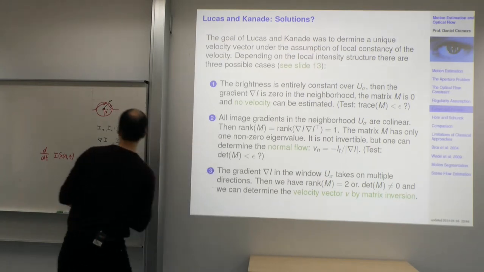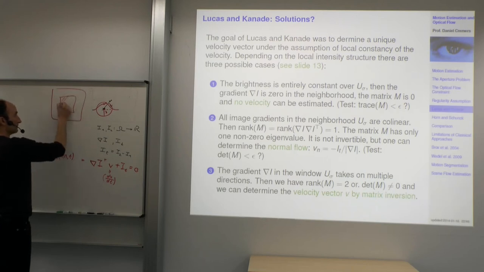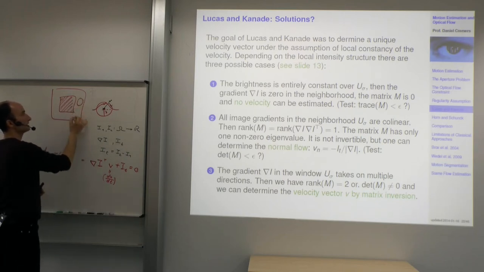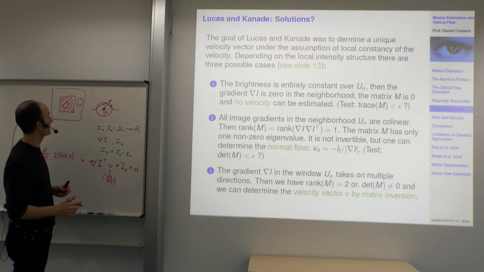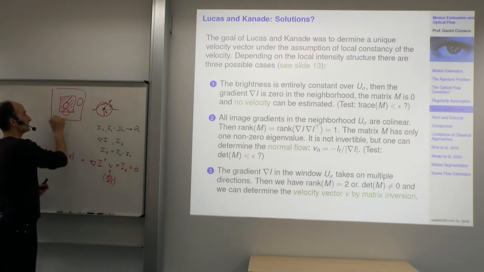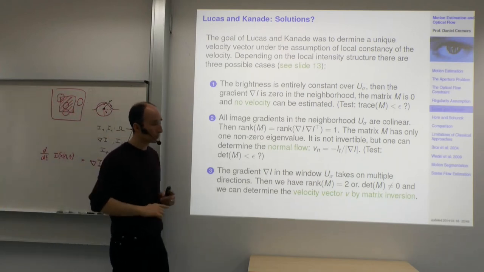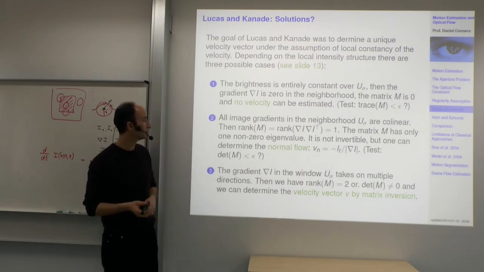Right, so to recap, we had these three cases that you can have. If I observe a black box, say, on white ground, then case one would be the case where the observer either sees just the white background, or the observer sees just the black foreground. Case two is the case where he or she sees an edge, and case three is the case of a corner, where you actually have gradients in different directions in your window.